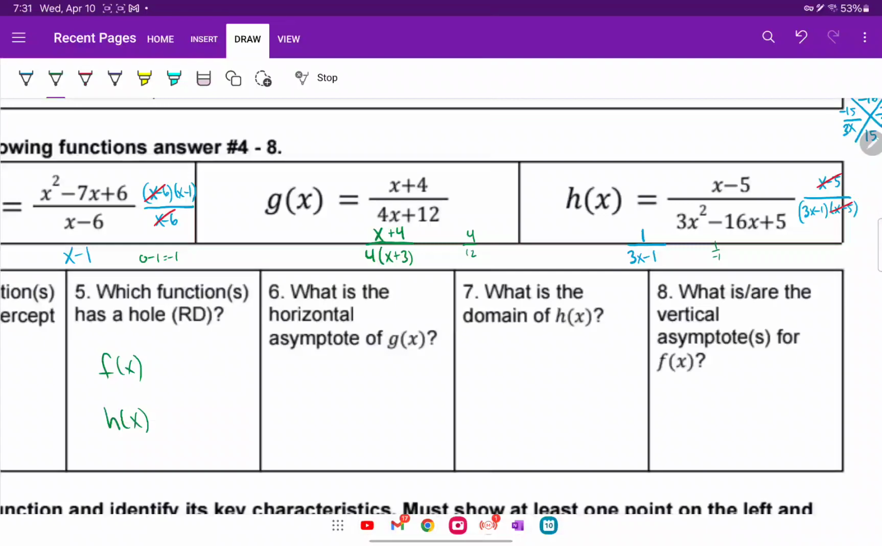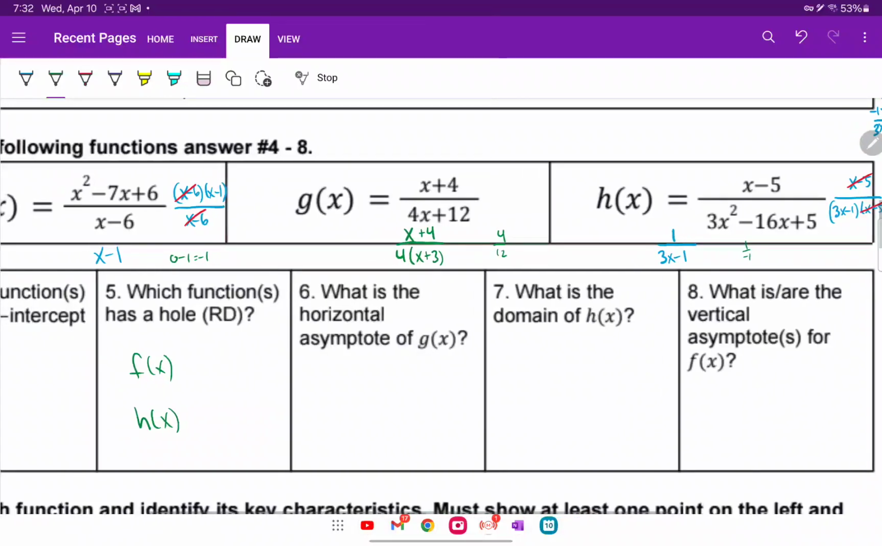Number 6, what is the horizontal asymptote of g of x? Okay, so we can just look at the original function, and we see they have the same degree, x to the first over 4x to the first, so we can just divide those. So x divided by 4x gives me y equals 1/4.